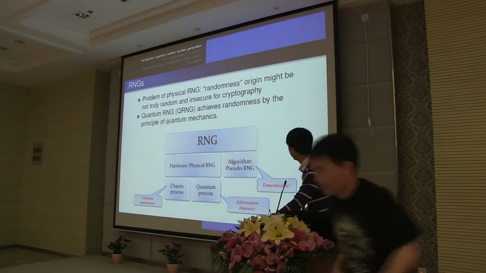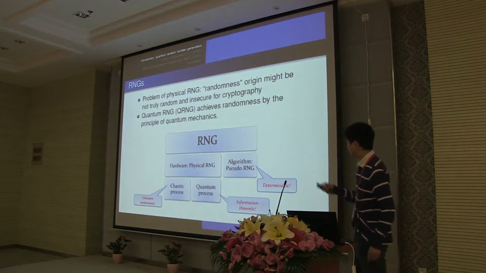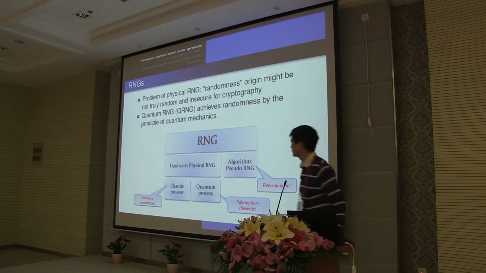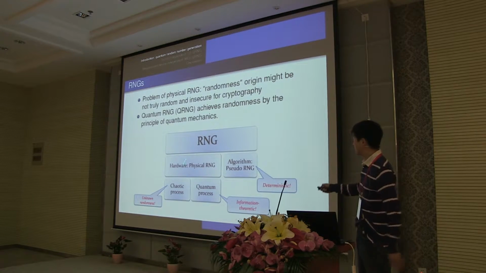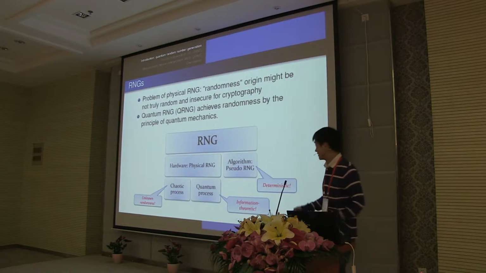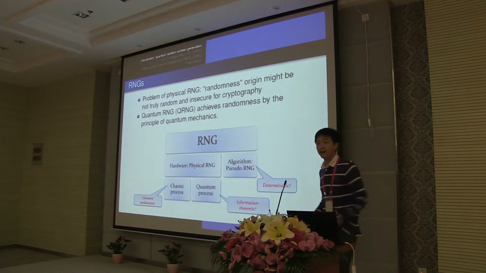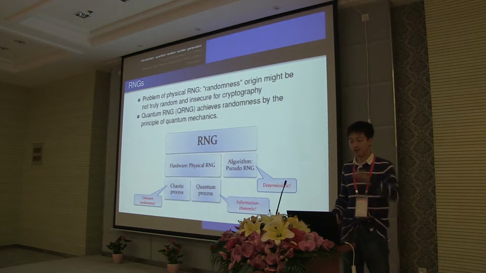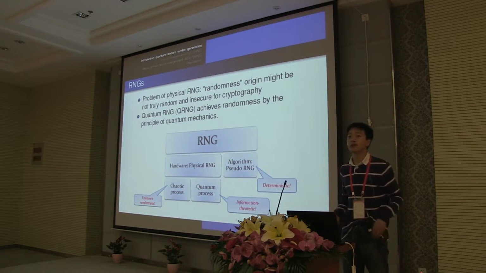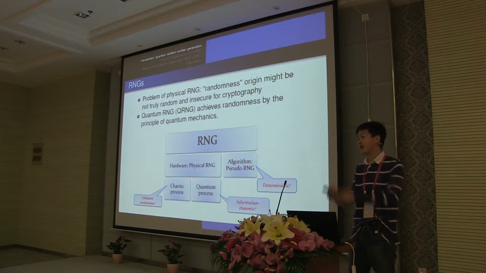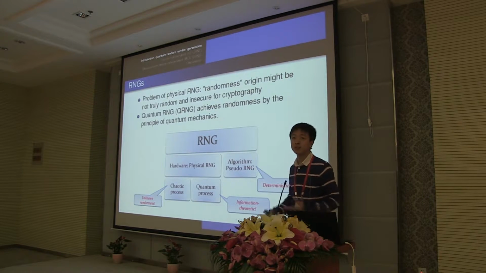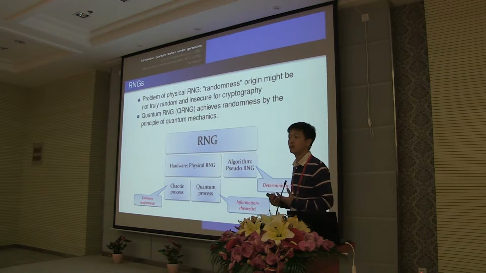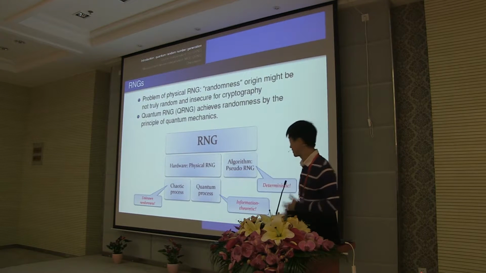For most of our previous physical random number generators, which are based on chaotic processes, for example, if you measure the temperature of the CPU, it's kind of random. Okay, it's kind of random. But the problem is that the randomness origin is unknown. We don't know why it is random from the physics.